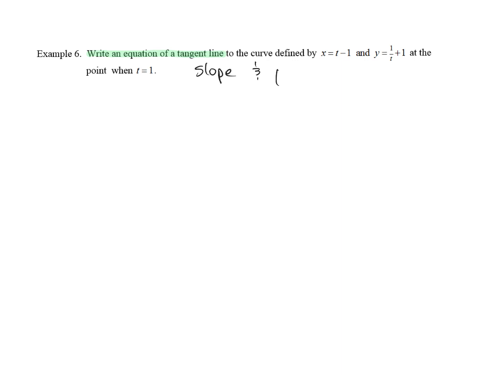Slope and point. Well, you can get the point easily. You're doing this when t equals 1. Just plug in a 1 for each one of those t's and you'll get your point. Okay, so the point will be just plugging a 1 in there. What do we get? 2. For the y coordinate, yeah. What about for the x coordinate? 0, yeah. So it's the point 0, 2. Okay, so that was pretty easy.